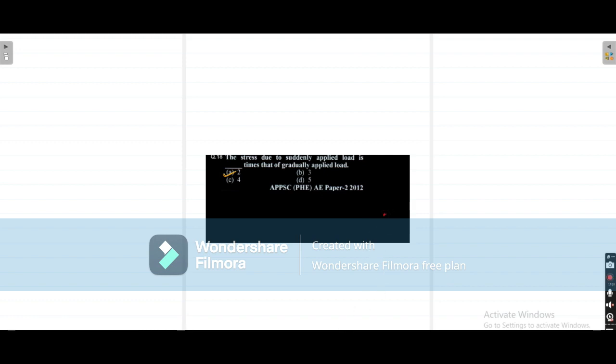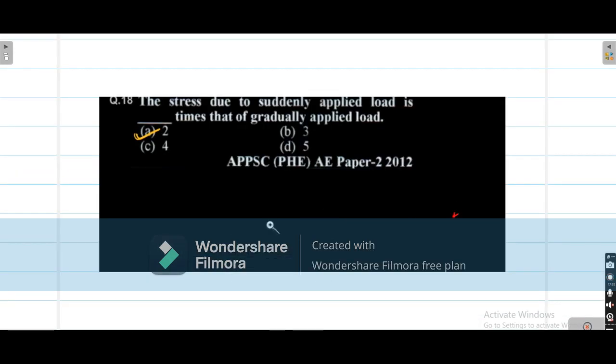Next one. This question is asked in APPSC, Andhra Pradesh Public Service Commission, Public Health Engineering Department, A paper. The stress due to suddenly applied load is, so this is a repetition of the same question, that is 2 times over, right? Sudden load is 2 times, general is 1 times.